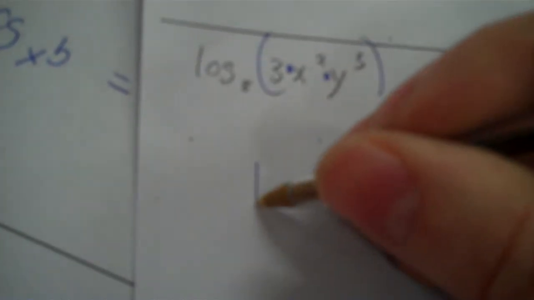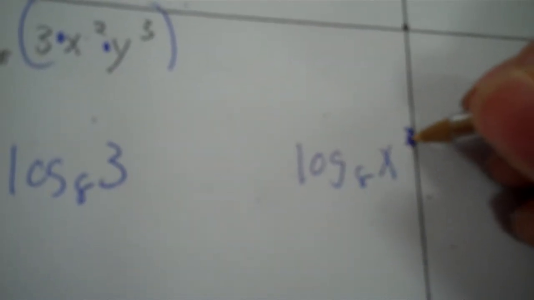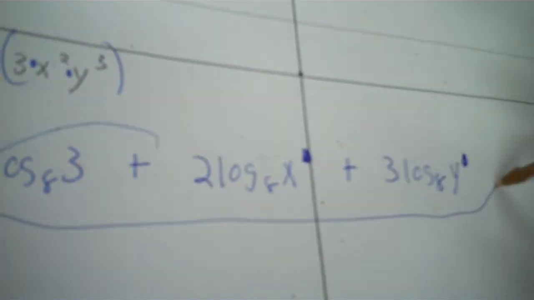Okay, next one. Times, so those are powers right there. So that's 3 factors. Now put what goes behind them, so you're going to have a 3. You're going to have an x to the second, but quickly then turn that exponent around so it becomes a coefficient. That's a plus sign because it's times. Then y to the third comes around, and that's a plus sign. Remember to get pluses and minuses when you're expanding it out like that.